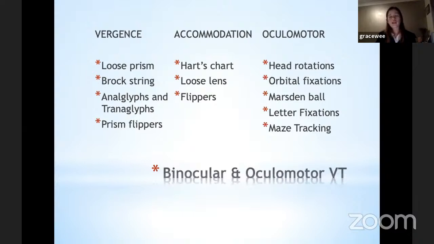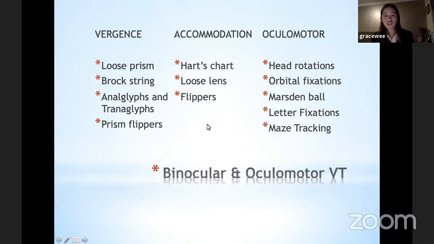All right, so as I mentioned before, part of the vision therapy regime is to make sure that the convergence, the accommodation, and the ocular motor skills are up to age equivalent or grade equivalent. And these are just some particular examples that I've shown in the slide here. I'm not going to elaborate too much on it because there's a lot to go through tonight. But in terms of the convergence skills, you would be doing activities with loose prism, Brock string. Hopefully you have heard of Brock string, and prism flippers, to train the binocular stamina or the vergence stamina.